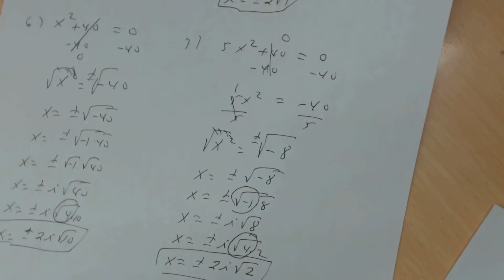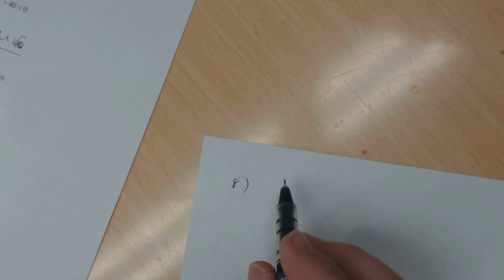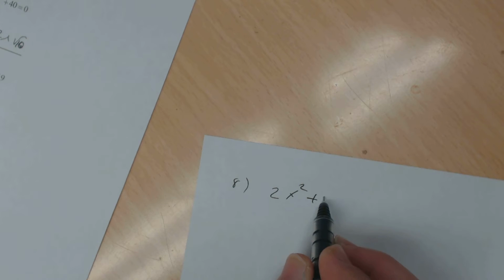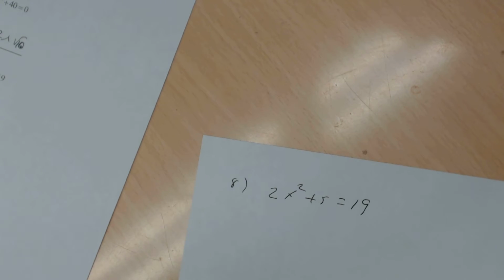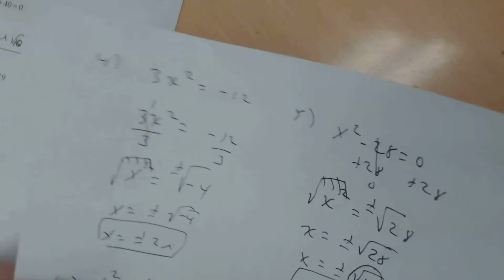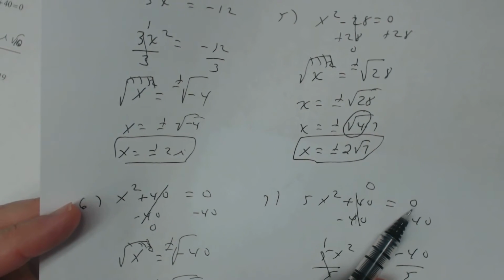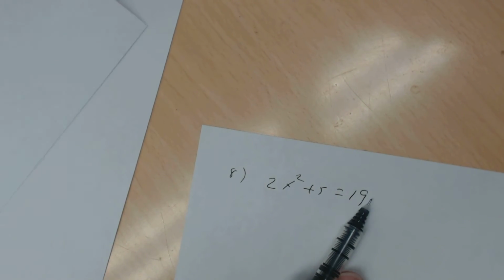All right, number 8. Let's look at number 8. You have 2x squared plus 5 equal 19. So it's just like the previous one we just did, number 7, except there you had a 0 and here you have something other than 0.